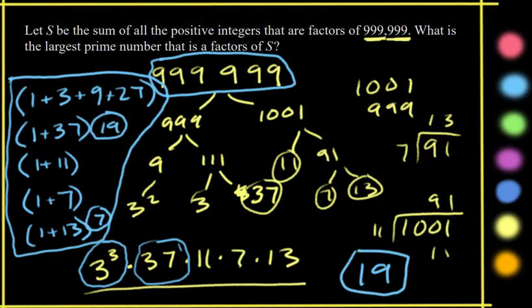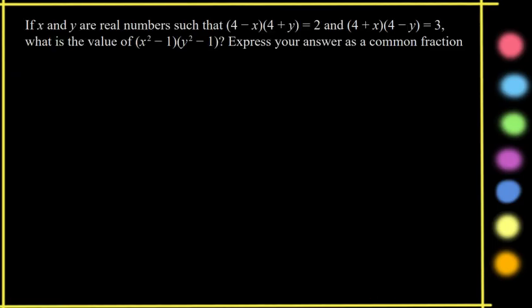Okay, we're on to the very last problem now. This is problem 30. It's a pretty tough one. It says if x and y are real numbers such that 4 minus x times 4 plus y equals 2, and 4 plus x times 4 minus y equals 3, what is the value of x squared minus 1 times y squared minus 1? And express your answer as a common fraction.